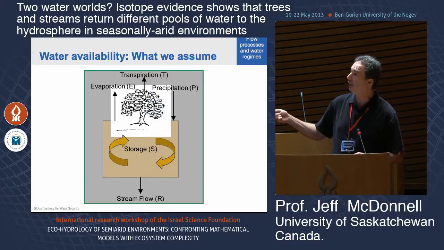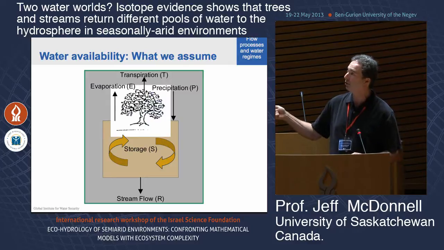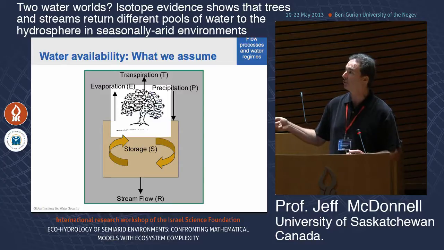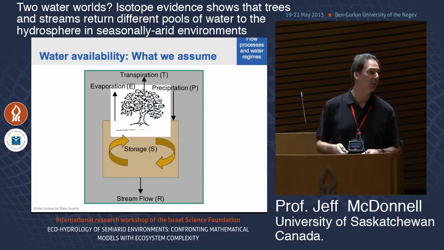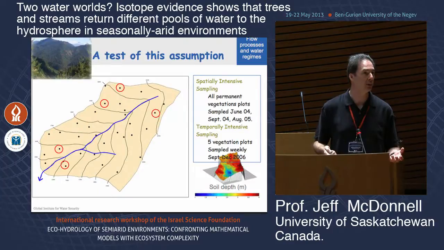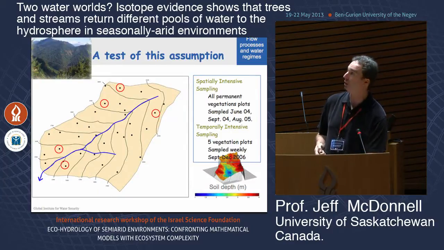So we assume that the trees, in terms of transpiration and groundwater recharge that links to stream flow, are all sampling from the same well-mixed tank. This is an assumption that we make in our watershed models.